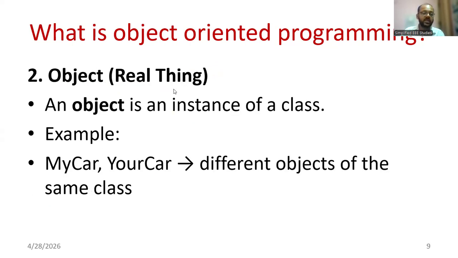Coming to the second one, object. It's a real thing. An object is an instance of a class. I mean, my car, your car. Different objects are derived from the class. Okay. There are so many cars available, but all are taken from the same design, right? So that is called object.